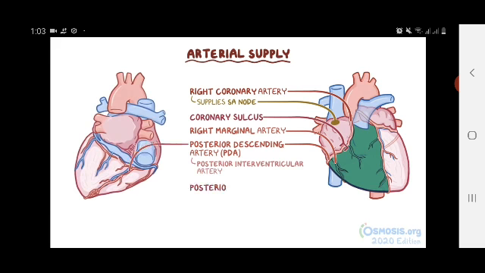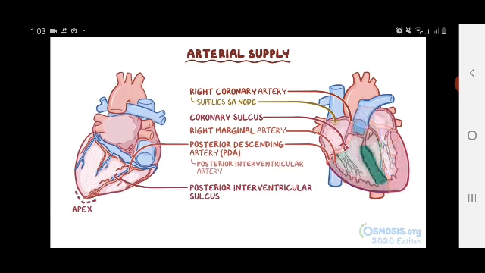It goes down the posterior interventricular sulcus towards the heart's apex, while supplying the posterior one-third of the interventricular septum, the posterior two-thirds of the ventricular walls, and the posteromedial papillary muscle. At the apex, the posterior descending artery merges with its anterior counterpart through interconnected arterial branches called anastomoses. Together, they supply the right atrium and nearly all of the right ventricle.